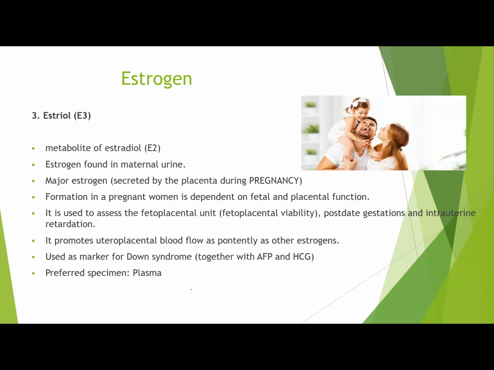Then your E3 is also known as your estriol, metabolite of E2 or your estradiol. Estrogen found in maternal urine. This is the major estrogen secreted by the placenta during pregnancy. Formation in a pregnant woman is dependent on fetal and placental function. Used to assess the fetoplacental unit, post-date gestations, and intrauterine retardation. Promotes uteroplacental blood flow as potently as other estrogens. Used as a marker for Down syndrome together with AFP and HCG. Preferred specimen is plasma.